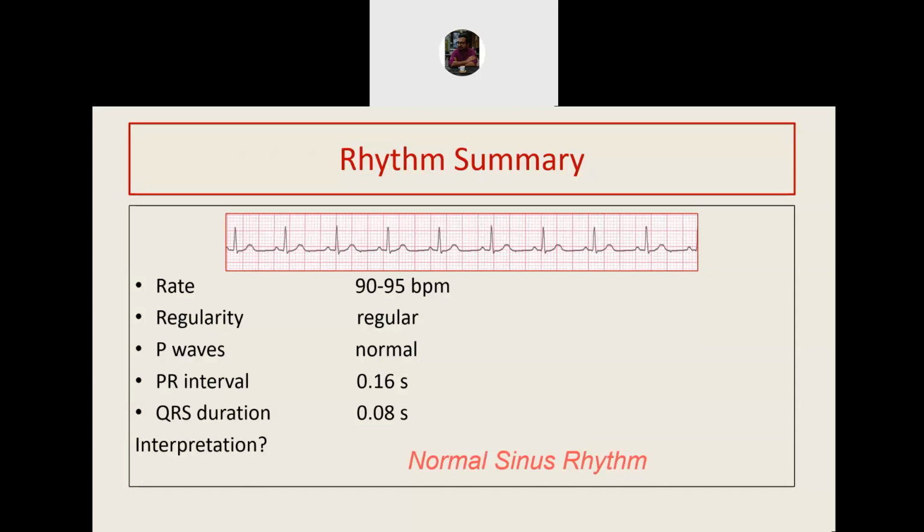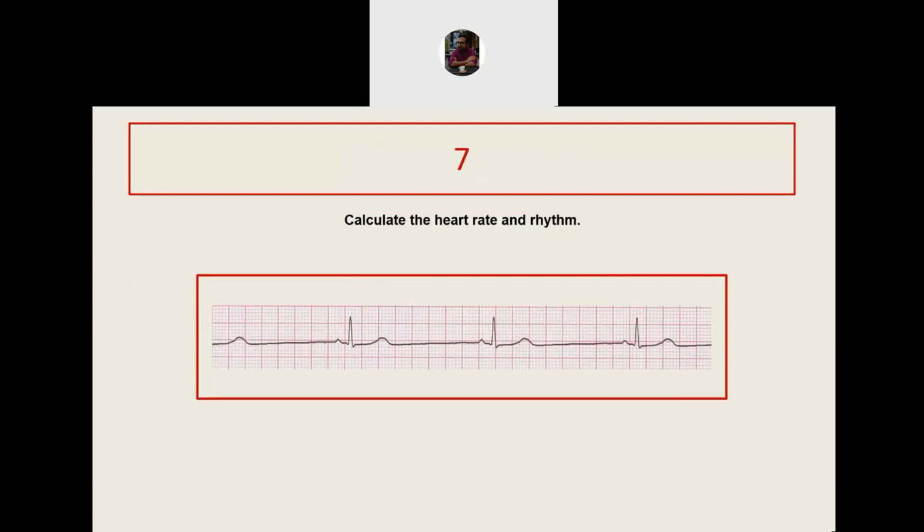So now I will be giving you a few problems. You comment on the rate and rhythm. You can use calculators, divide 1500 by the RR interval to find out the rate, and just look at the spacing between the R waves to comment whether they are regular or irregular. So this is your first question. Look at this ECG strip and find out the rate and rhythm.